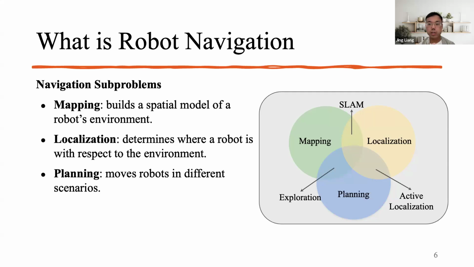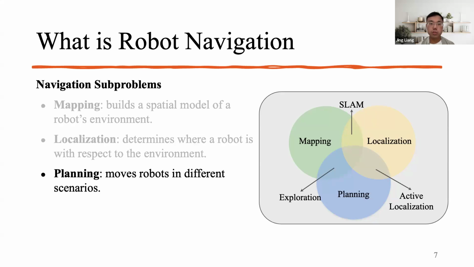The intersections of the subproblems also come up with new tasks. For example, the intersection of mapping and localization is SLAM, which is simultaneous localization and mapping. It does mapping and localization at the same time. The intersection of localization and planning is active localization, which requires the robot to navigate to the best place to get more signal or environmental information for accurate localization. And the intersection of planning and mapping is exploration, which requires the robots to find the best trajectory to explore more information of the environment.